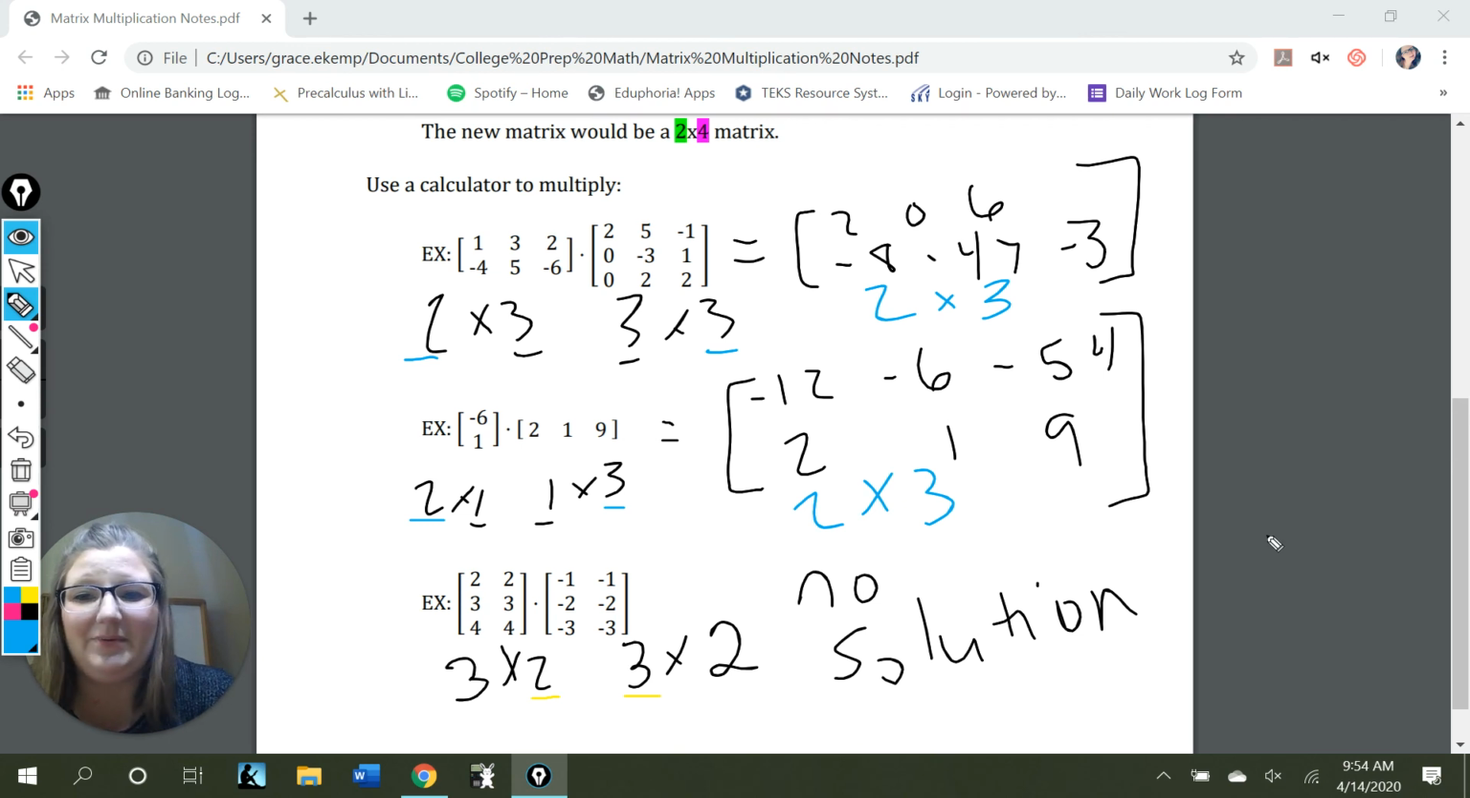So that's how we multiply two matrices together. Hopefully this makes sense to you guys. Use your calculators to help you out. And then if you've got any questions, let me know.